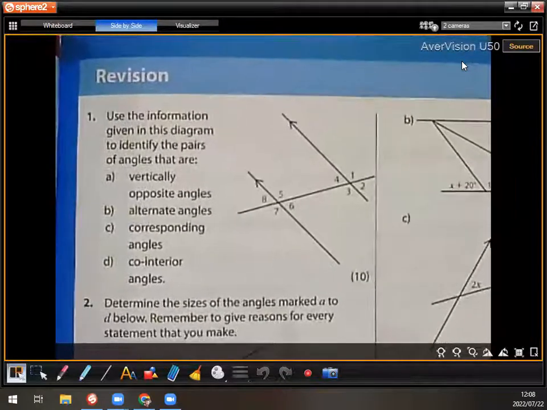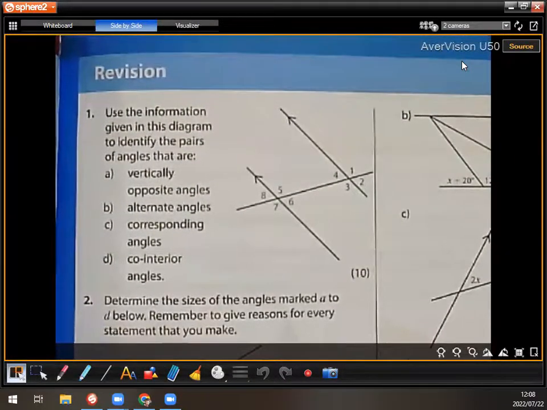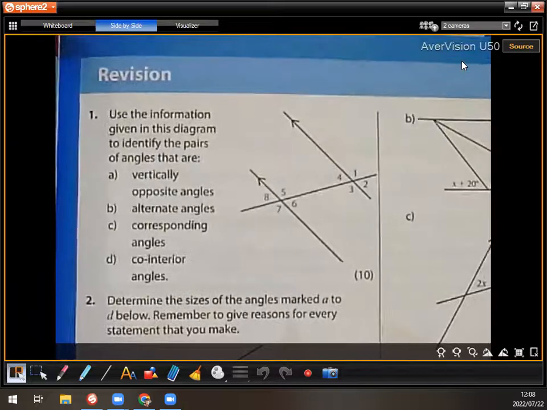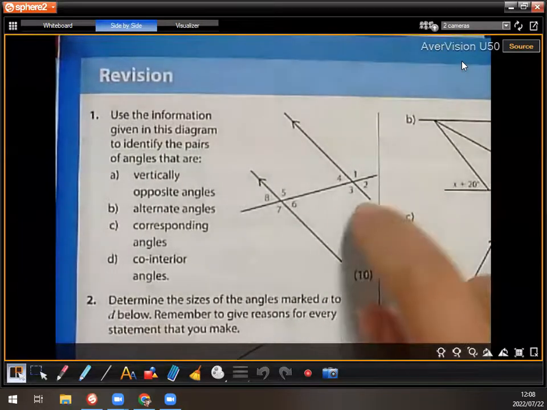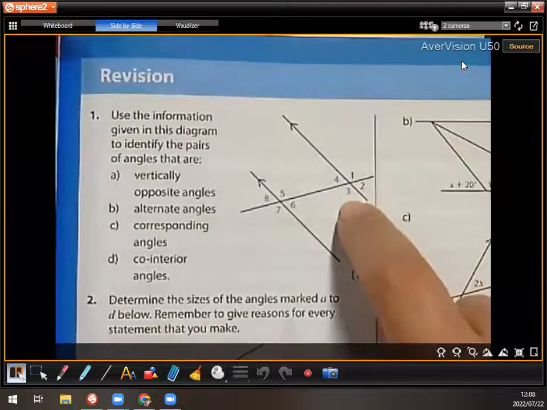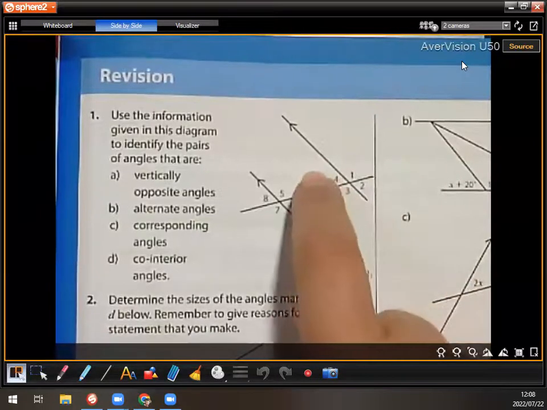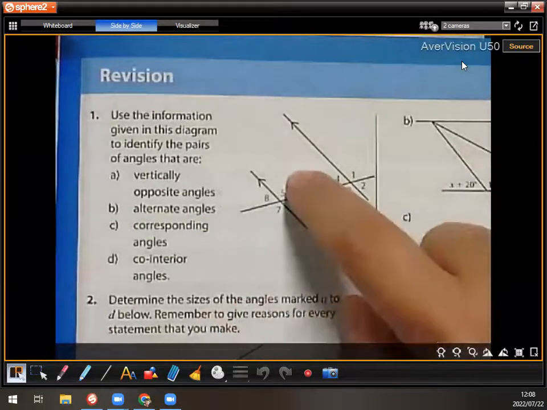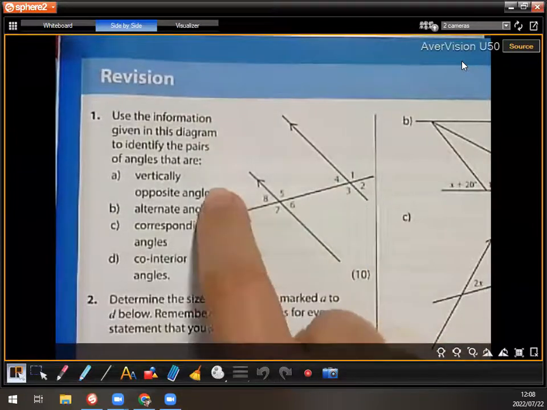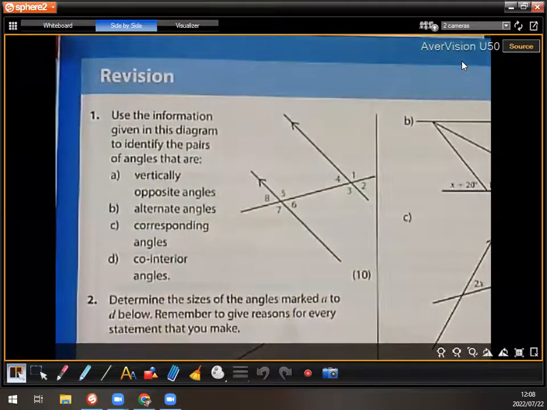So for 1A, they were asking for vertically opposite angles, and there were a whole bunch of them, right? So 1 and 3, are we fine with that? 2 and 4, 5 and 7, and then 6 and 8. Yes? Okay, for B, alternate angles.